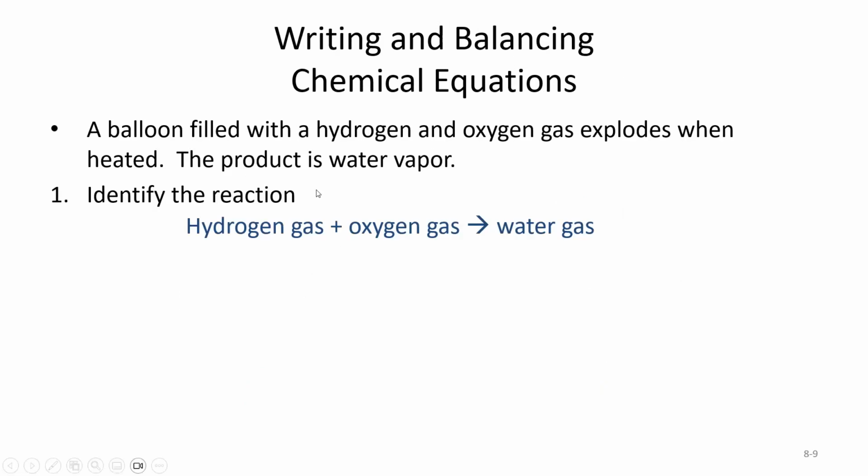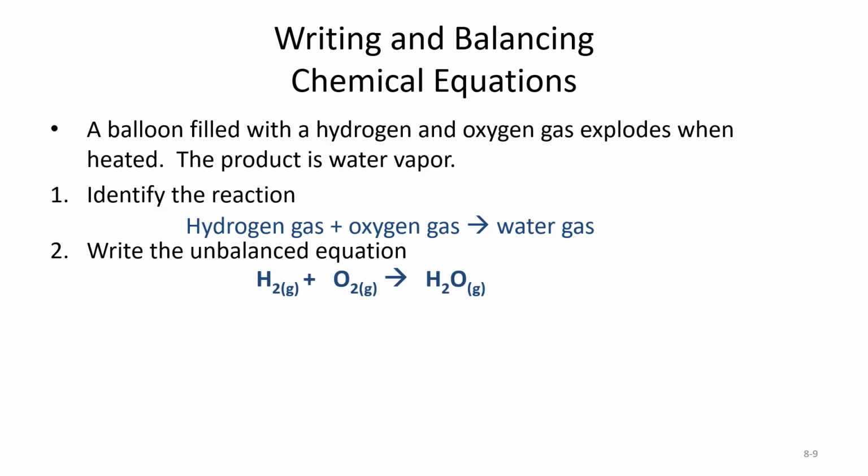So a balloon filled with hydrogen and oxygen gas explodes when heated. The product is water vapor. First, we want to identify the reaction. Hydrogen gas and oxygen gas gives us water gas. Then we're going to write the unbalanced equation.